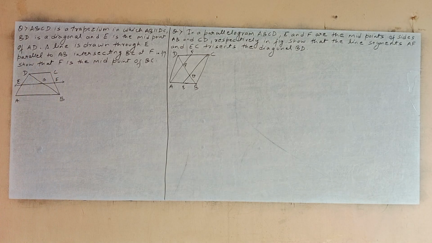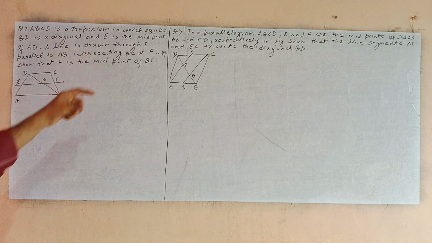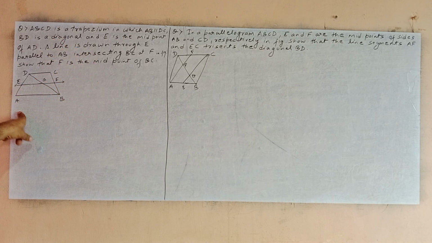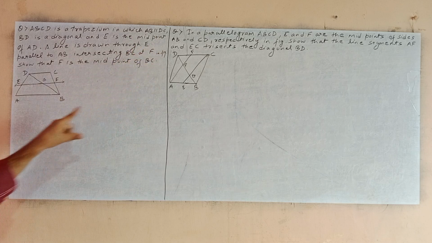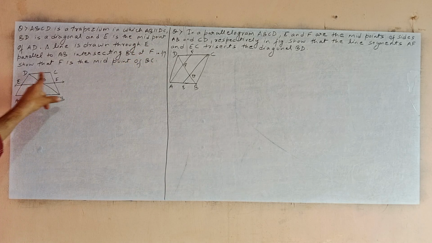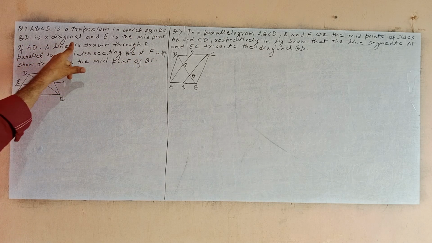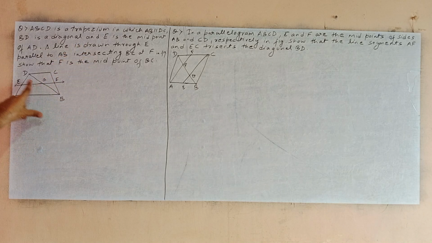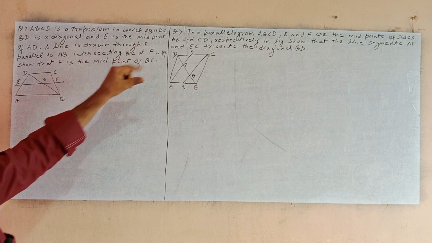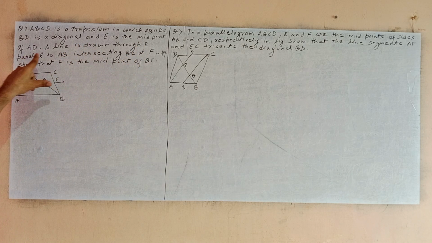First question is saying that ABCD is a trapezium. You can see the figure is already there. ABCD is a trapezium in which AB parallel to DC is given. BD is a diagonal and E is the midpoint of AD.